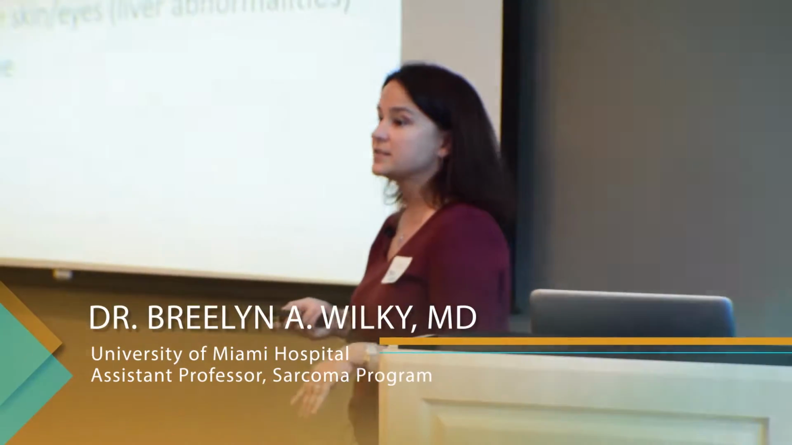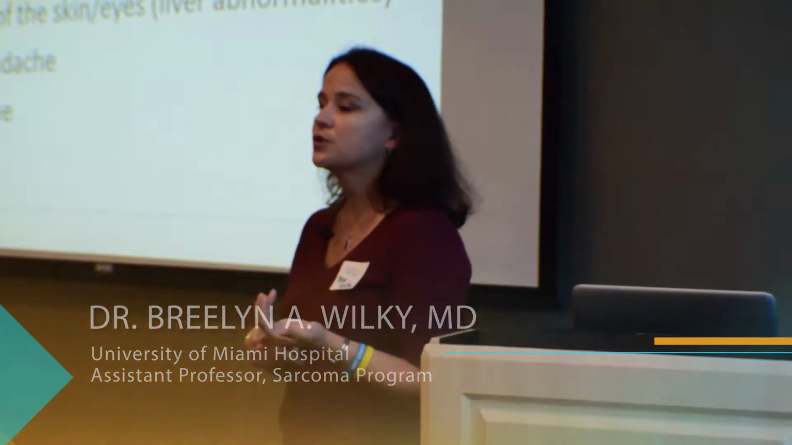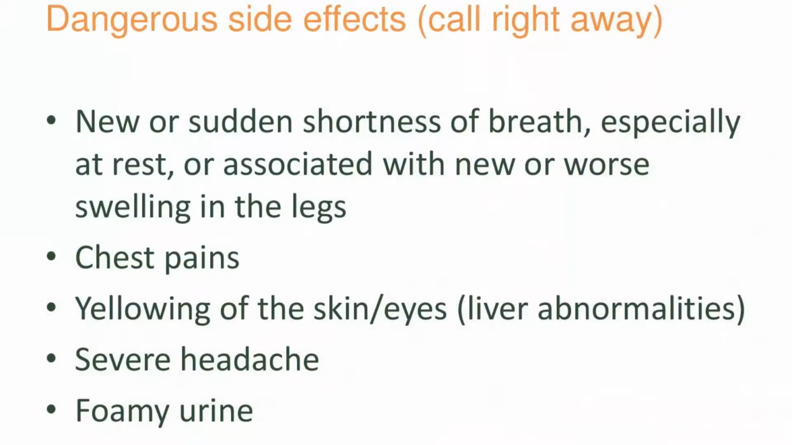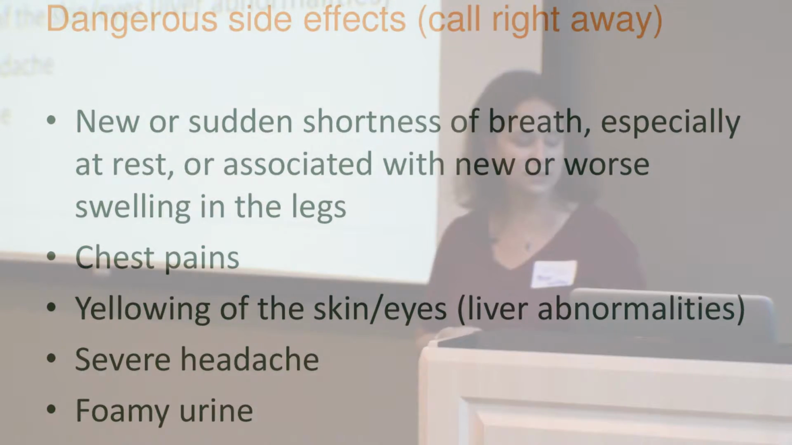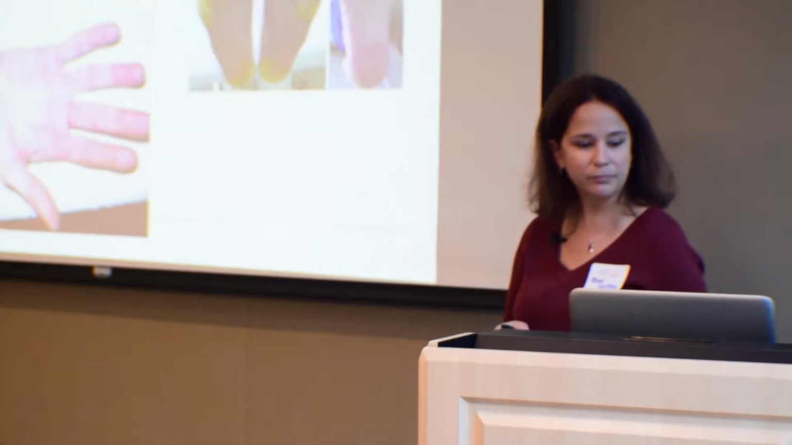Now the dangerous side effects that you really want to be aware of. Any shortness of breath that comes on all of a sudden is a big problem, especially if your legs are more swollen than normal when that happens. Any chest pain, of course, we want to know. Skin or eyes turning more yellow is a sign of potentially your liver being stressed, and we want to know about that very quickly. Any severe headache or changes in your vision, and foamy urine, those are all warning signs that we want to know about right away.